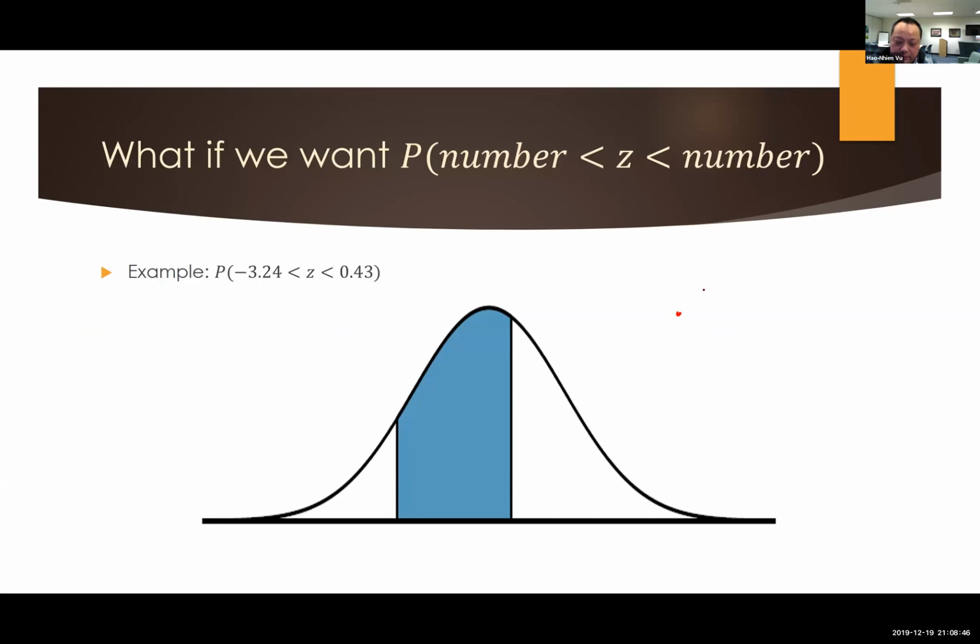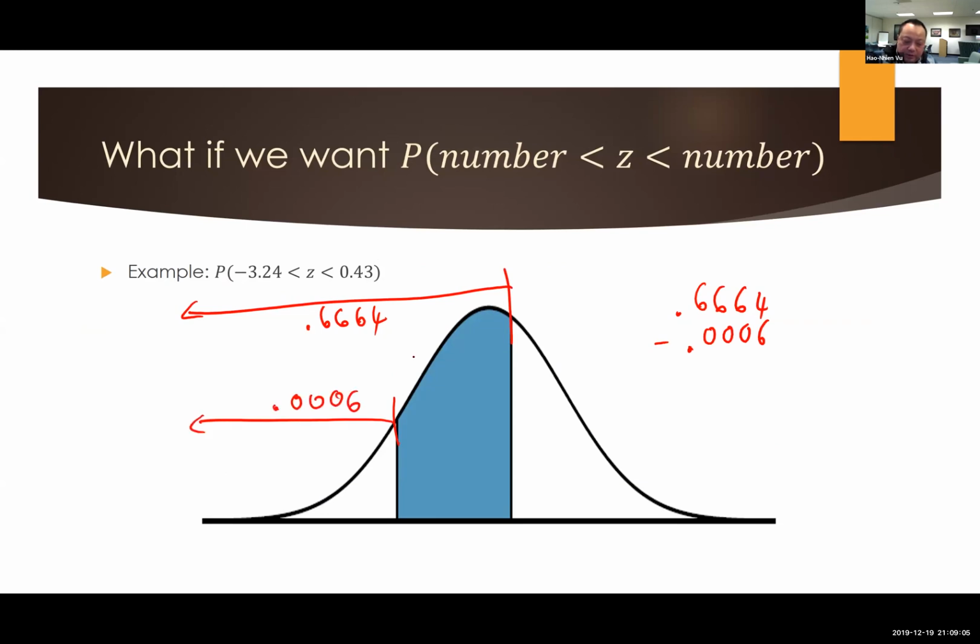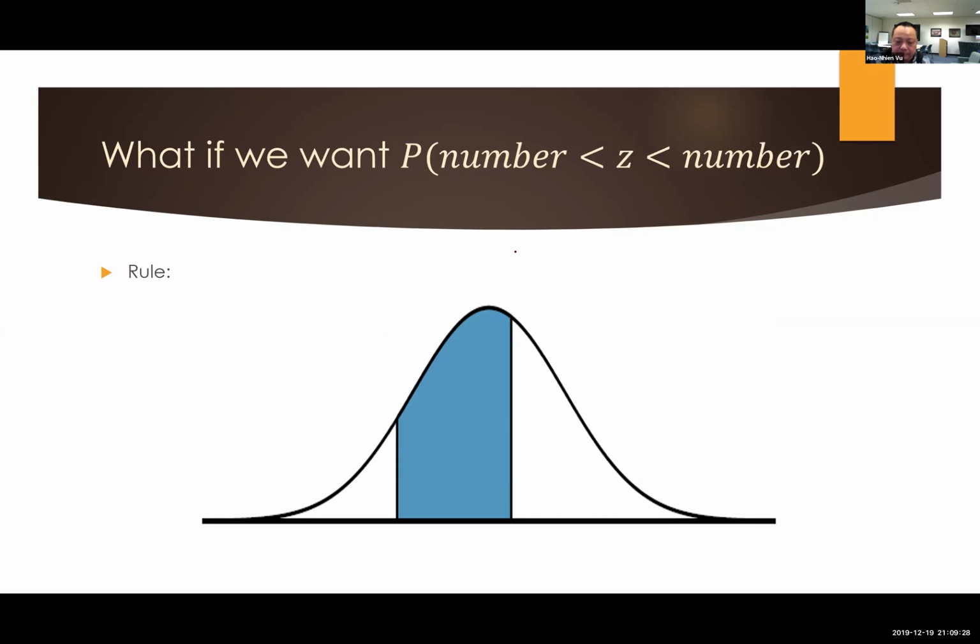Right, so it's 0.6664 minus 0.0006. This here is 0.6664. Let me double check my numbers. Yep. And this here is 0.0006. So this part in between is going to be the difference, and that's 0.6658. Okay. So the probability between those two numbers, we get it by subtracting the two areas. Okay. So the rule is to subtract the two areas. So in between, in a way, is actually not that big a deal.